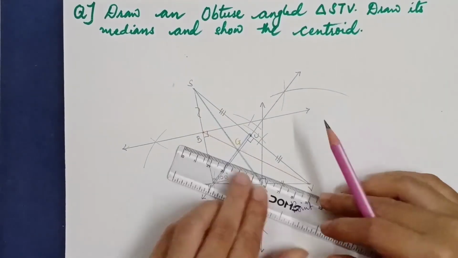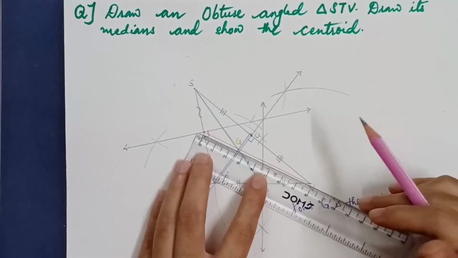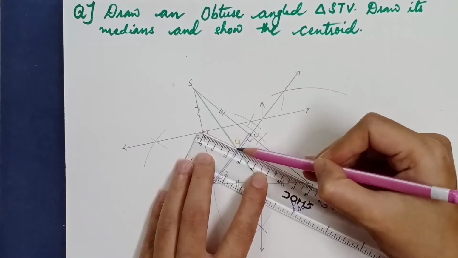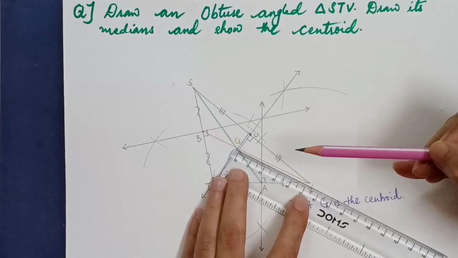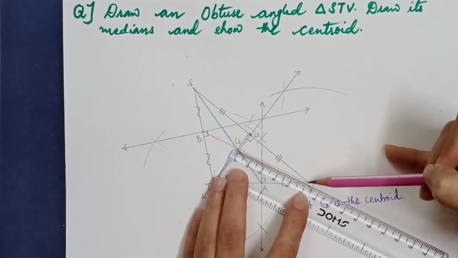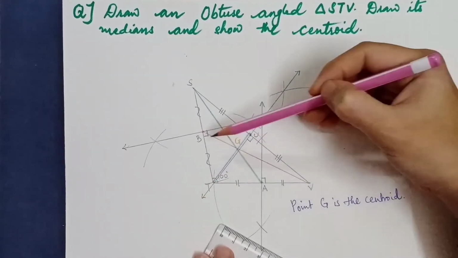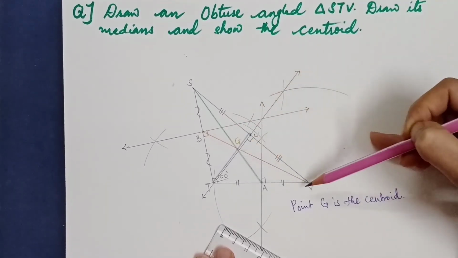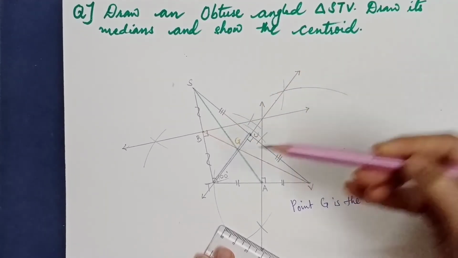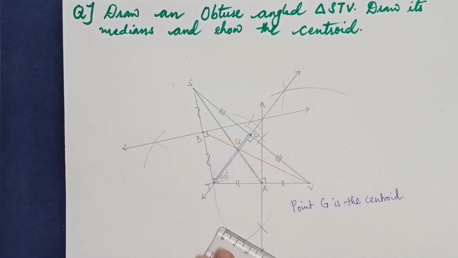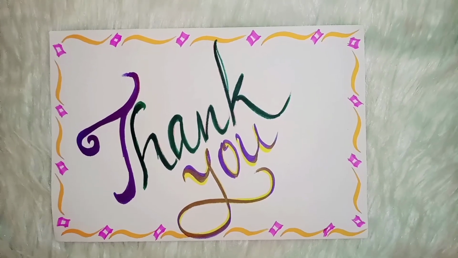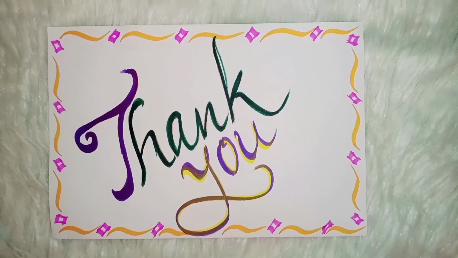Similarly, let us check the red median. From point B to G, it is coming out as 2.5 centimeter, and from G to V, it is coming out as 5 centimeter. Again, the part which is closer to the base is half of the one which is nearer to the vertex, and similarly for the third median. Students, that's all for today's lecture. I hope you all have understood.